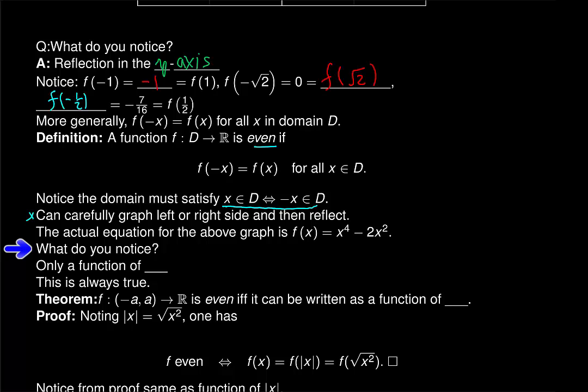The real thing to notice is, we could rewrite this x to the fourth as x squared all squared. And then we notice that it's a function of x squared. So it's x squared squared minus 2x squared, hence a function of x squared. So the real thing to notice is it's a function of x squared, not just of x. And this is always true. So a function is even from its domain to the real line if and only if it can be written as a function of x squared.